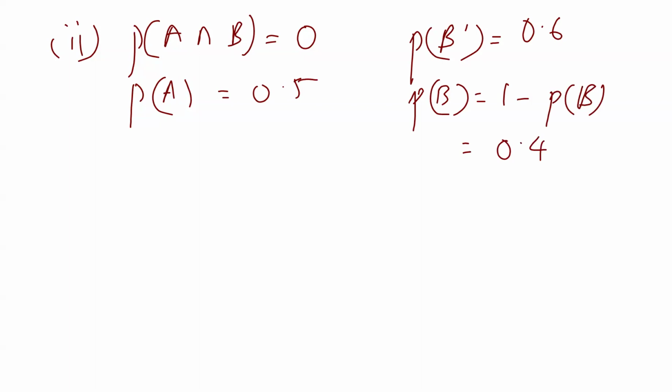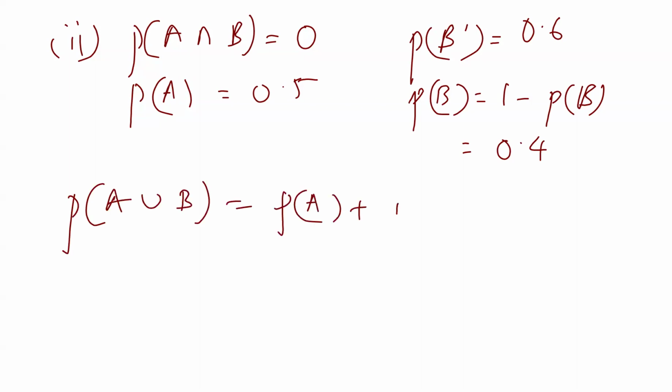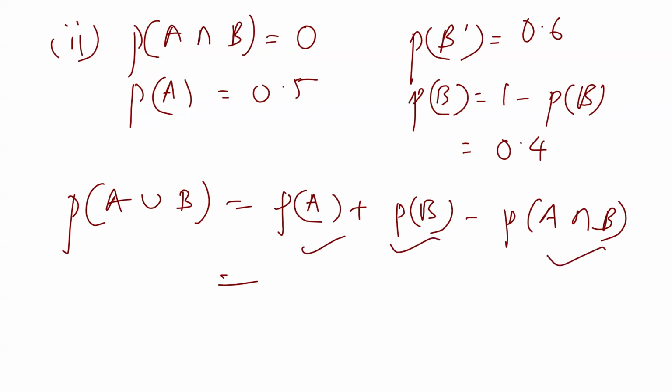Right? A or B is nothing but union, and A and B is intersection. So we use the addition theorem over here. Okay, so all these three values we have, you can put the values and get the required answer over here.